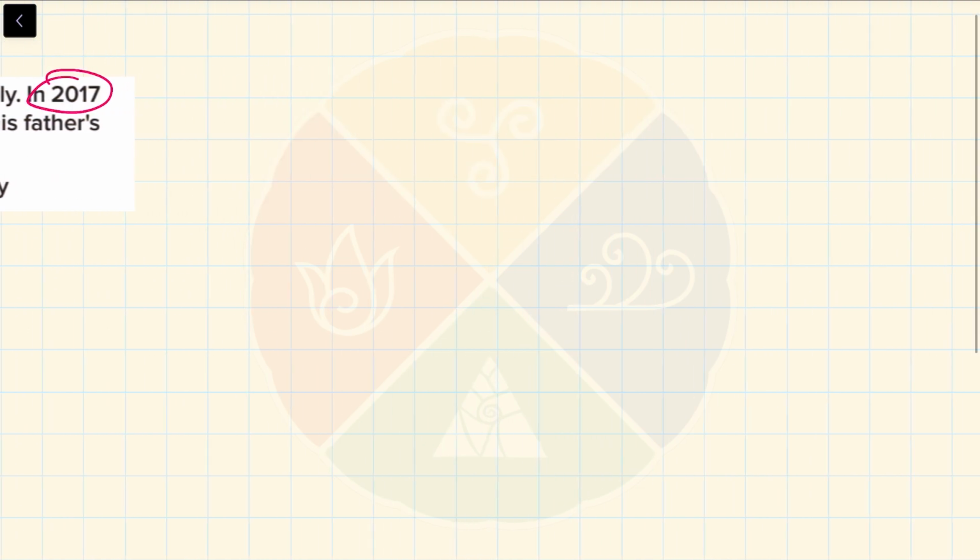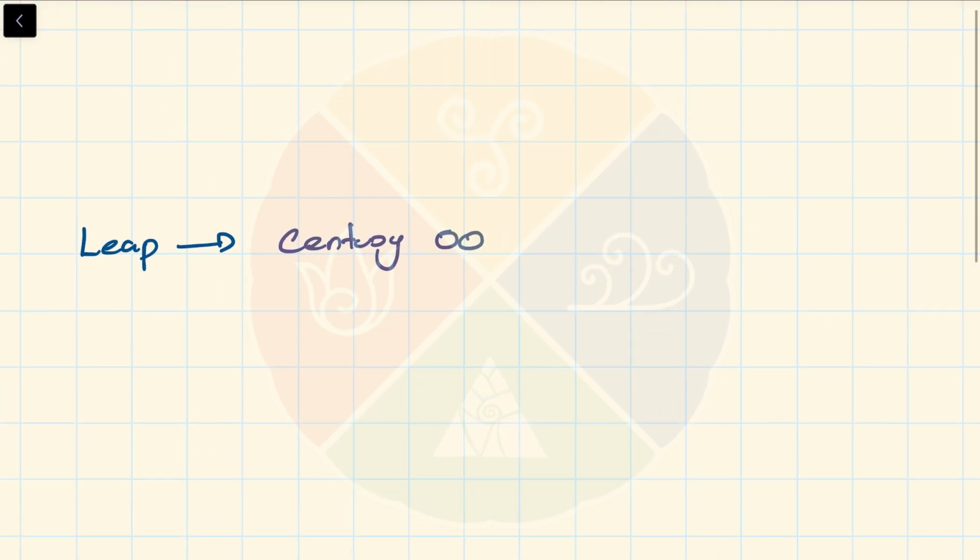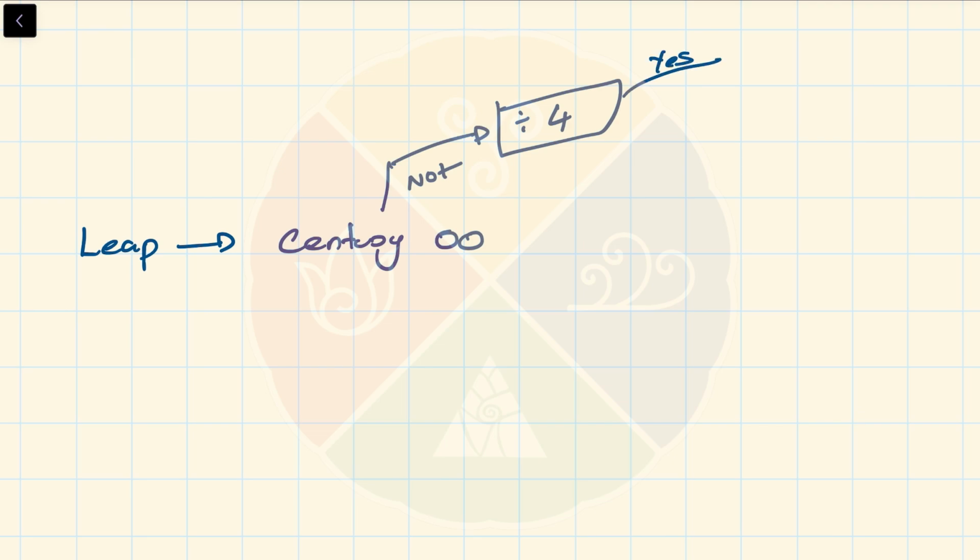How to identify if a year is a leap year or not? To check for a leap year, you first have to check if it is a century year. A century year means any year which ends with double zeros, or a year which is divisible by 100. If it is not a century year, you have to check the divisibility by 4. If it is divisible by 4, then it will be a leap year. If it is not divisible, it's a normal year.